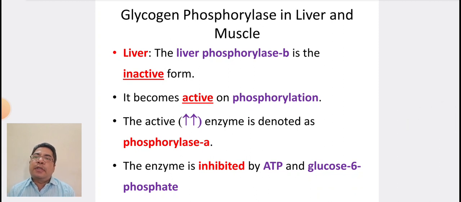Coming to the next point, glycogen phosphorylase in liver and muscle. First, consider the glycogen phosphorylase in liver. The liver phosphorylase B is of inactive form. It becomes active on phosphorylation. The active enzyme is denoted as phosphorylase A. The enzyme is inhibited by ATP and glucose 6-phosphate.